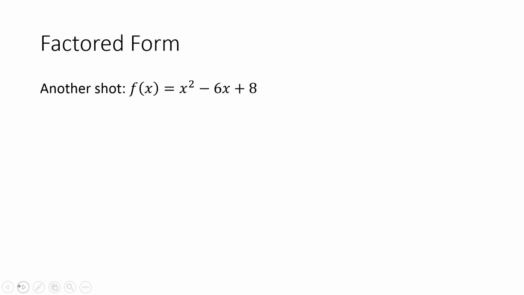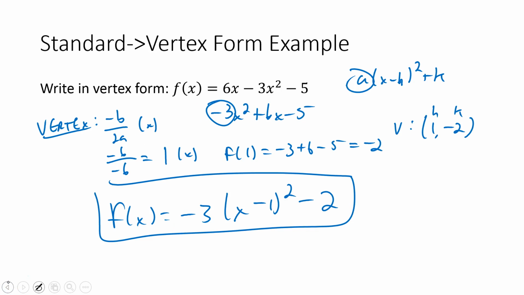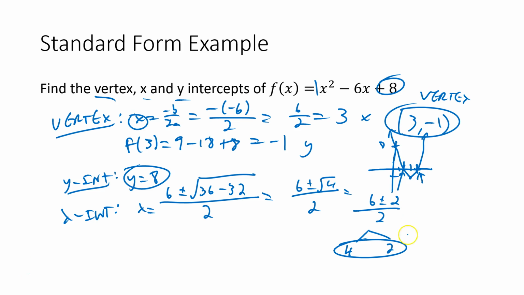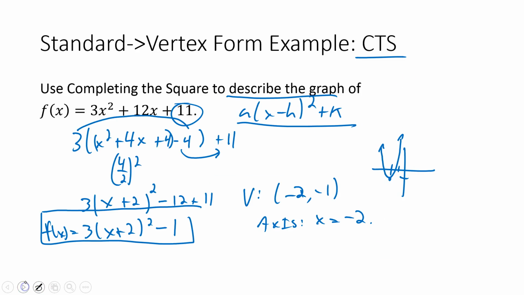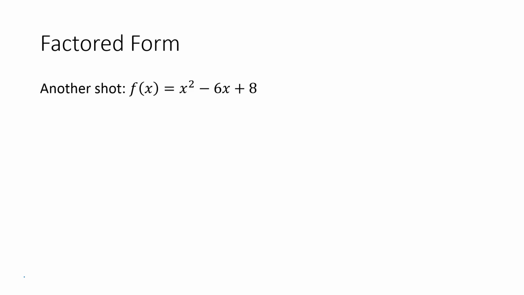So let's talk about factored form. So we have another shot at this equation, this x squared minus 6x plus 8. This is the one that we dealt with before. We had to do the quadratic formula. And these roots seemed out to be really nice. So maybe there's a way to factor this equation. And when you factor, what happens is you get some more information. So let's try to factor this.